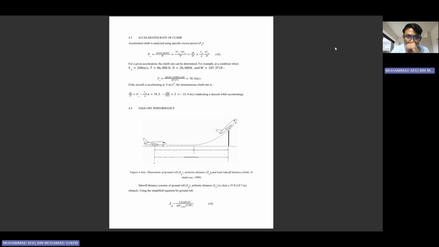Okay, accelerated rate of climb. So accelerated rate of climb is basically excess power divided by weight. So this is the result that I got, around 70.5 meters per second.